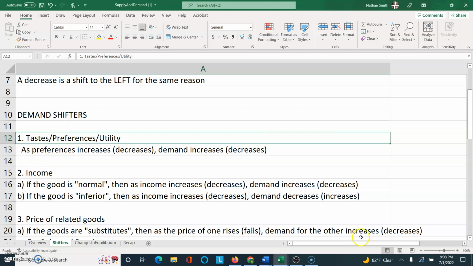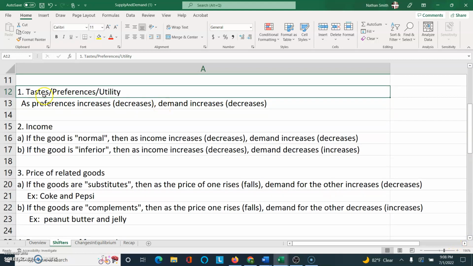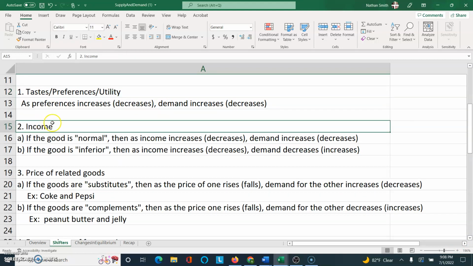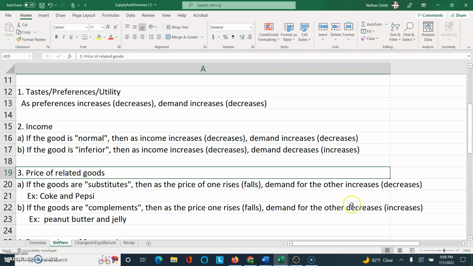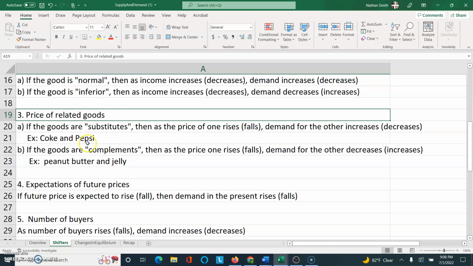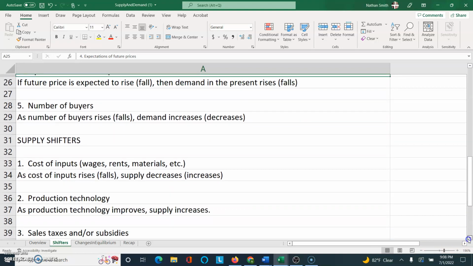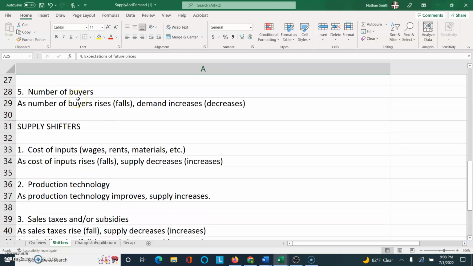So if you scroll down, I've categorized all the relevant shifters. For demand, it's our preferences, how much income consumers have to spend on that good, and how the price of one good affects the demand for related goods. For example, Coke and Pepsi is one type of related goods, and peanut butter and jelly is another type. Our expectation of future prices affects our demand for the good today, and then there's the number of buyers in the market. Those are the big five demand shifters.